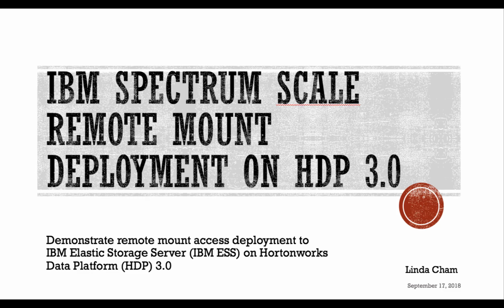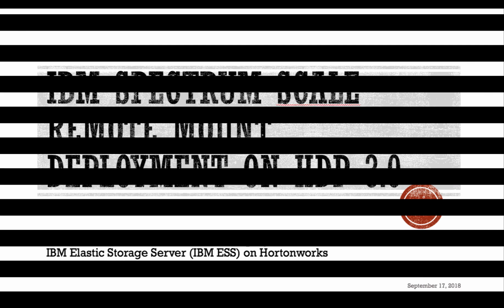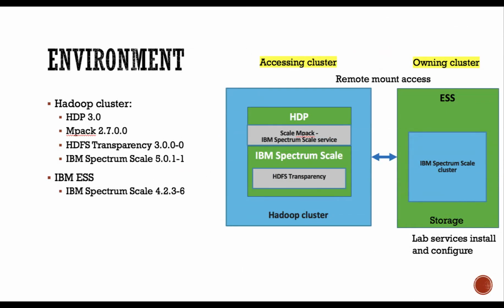Hi, this demo will demonstrate how to create a remote mount access deployment to the IBM Elastic Storage Server on Hortonworks Data Platform 3.0. IBM Spectrum Scale Remote Mount allows users to access files in the file system from other Spectrum Scale clusters. This gives separation of administrative responsibility and allows the storage cluster to be used for other applications and teams.